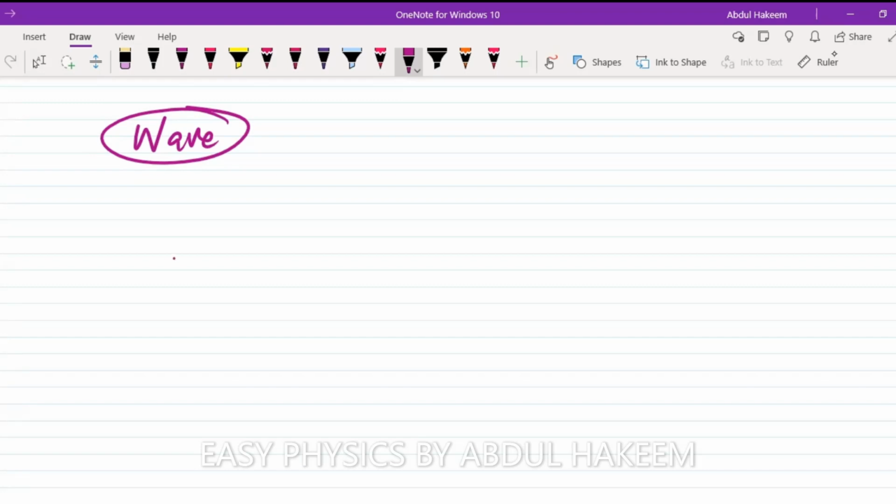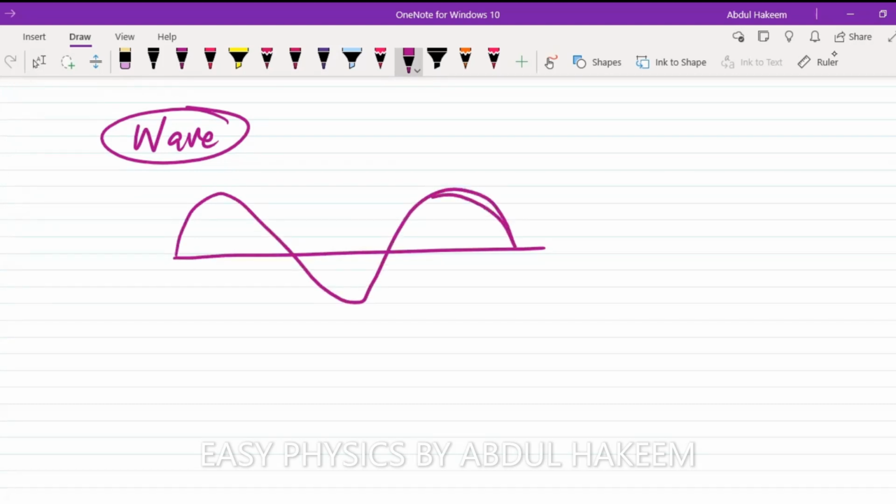For example, this is a wave. And it's carrying energy in this direction. Its particles are moving up and down. For example, the question is this particle, this particle, this particle. We have to show the direction of the particle's motion.